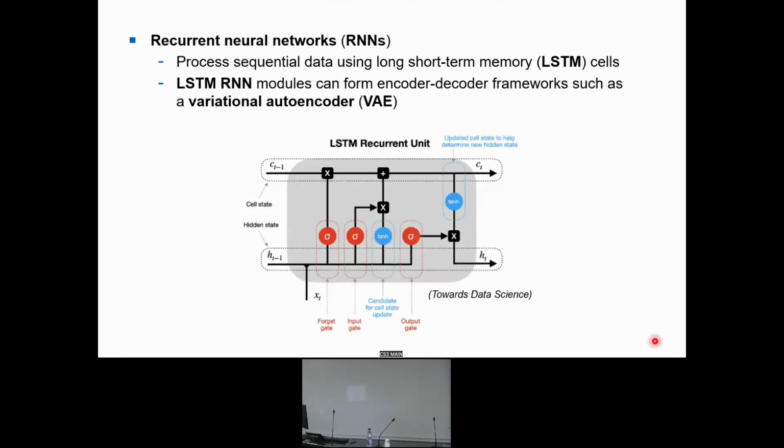As far as the architectures are concerned, the original types of deep neural networks from language processing that were adapted are, of course, recurrent neural networks, in particular long short-term memory cells. And these LSTM RNN modules can be used in a variety of encoder-decoder frameworks, such as the variational autoencoder.